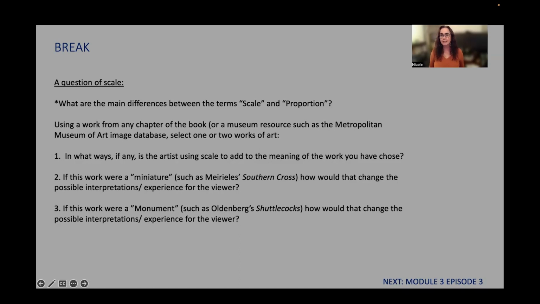Whether it is or not, can you imagine shifting the scale of the example that you've chosen? Make it a monument, make it a miniature. If you did either of those two things, how would it change your experience of the work? How would it change your understanding of the meaning of the work? How would it change your interpretation?